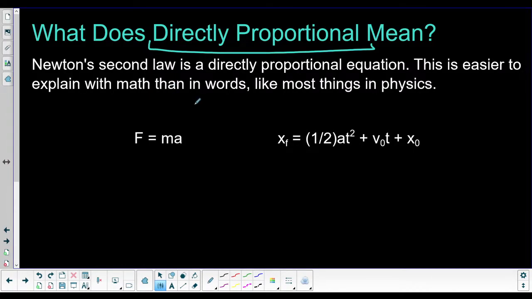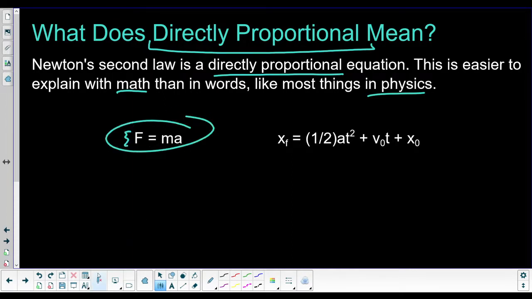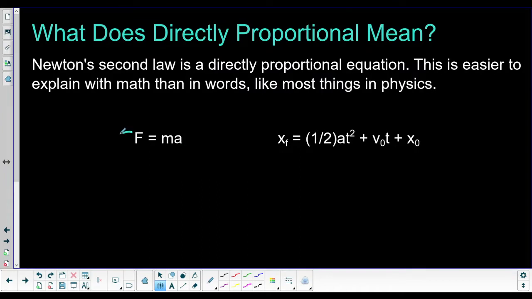Newton's second law is an example of a directly proportional equation, and it's kind of hard to tell you what that means in English words. So we're going to use math because that makes most things in physics easier. So here is Newton's second law. I've omitted the sigma because it's kind of just there for flavor, you know.